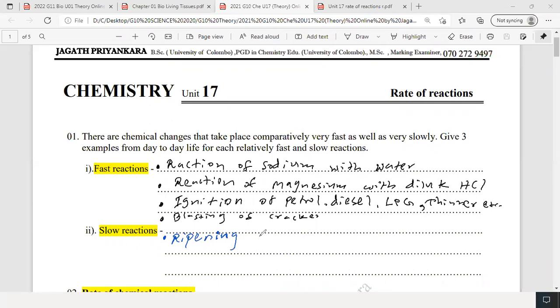It won't happen within 1 hour, right? It will take more than 1 day. Ripening of fruits, that is slow. In addition to that, digestion of food. That is also a bit slow process. Why? It takes a few hours. After eating your breakfast, the food can stay nearly 4 to 6 hours. It takes several hours. Digestion of food, a slow reaction.